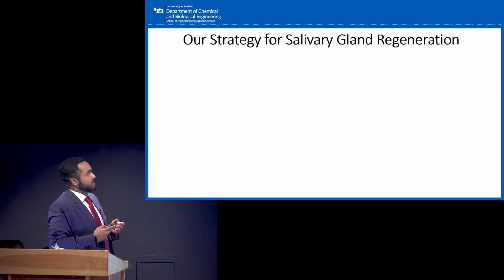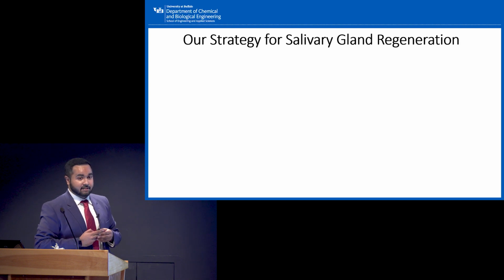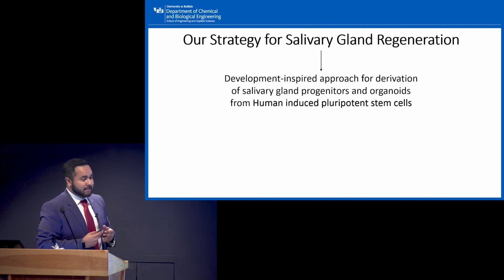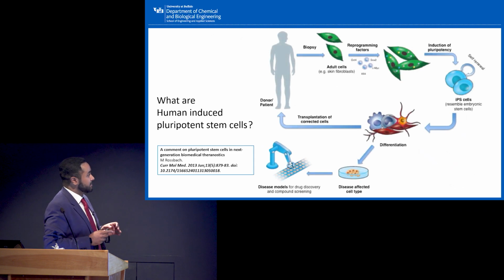So what is our strategy for salivary gland regeneration? Well, it's a development-inspired approach for the derivation of these salivary gland progenitors and also organoids from human-induced pluripotent stem cells. So you might be wondering, what exactly are human-induced pluripotent stem cells?